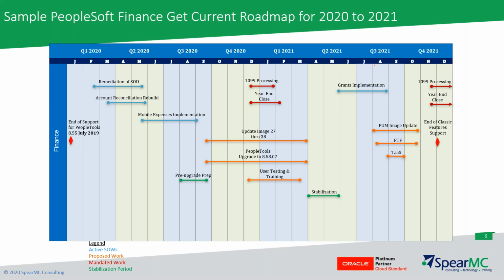Another thing that could be included in here is any blackout periods where there's competing IT projects going on. So you don't have to stick to PeopleSoft, right? It could be relative to your company, your department, holidays, all types of things. But I've stuck to the project work and the annual requirements. Also, very important to include items like end of support. In this case, this model is based on a client that is on 8.55, which went out of support in July of 2019.